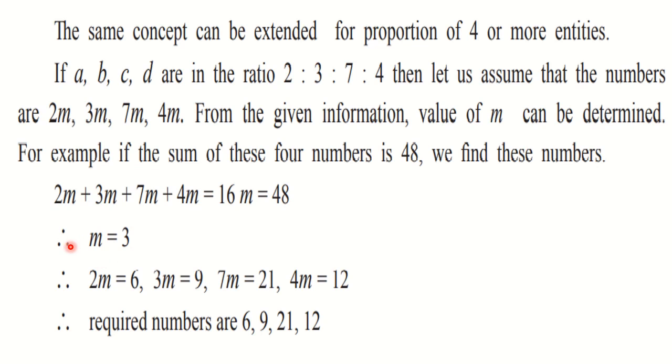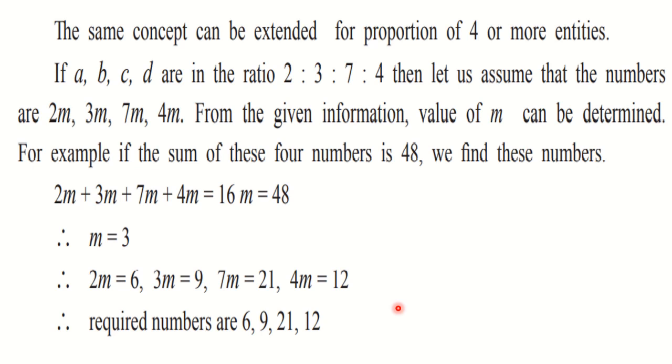By using this value of m, and these numbers 2m, 3m, 7m and 4m, we can get those numbers. 2 into 3 is 6. 3 into 3 is 9. 7 into 3 is 21. And 4 into 3 is 12. Therefore the required numbers are 6, 9, 21 and 12.